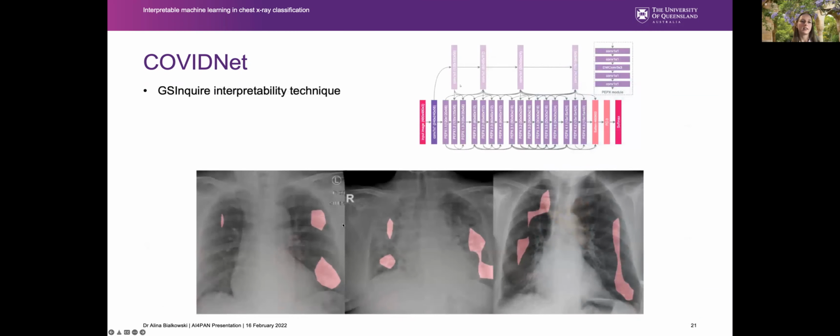So looking at that neural network model called COVIDNet, which was open source, it looks like this. They basically got really good accuracy, and they also used a technique for interpreting what that neural network model has looked at for producing its predictions called GSInquire. And basically they concluded that because it's looking within the lungs, it must be doing a good job.